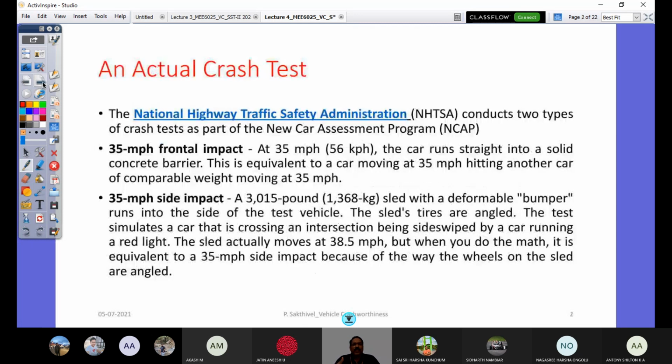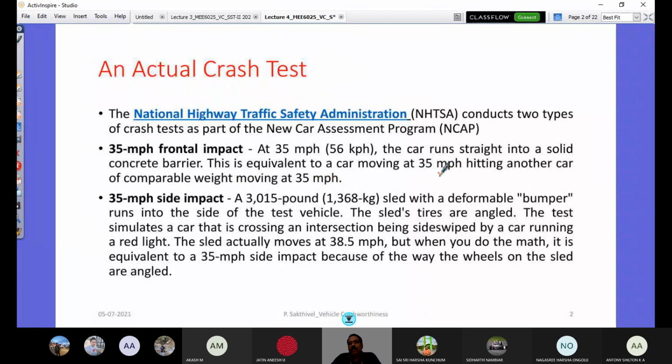In an actual crash test, the National Highway Traffic Safety Administration conducts 2 types of crash tests as part of the New Car Assessment Program. What are the 2 types? One is the 35 miles per hour frontal impact. In this test, the vehicle runs straight into a solid concrete barrier. This is equivalent to a car moving at 35 miles per hour hitting another car of comparable weight moving at the same speed. The other crash test is the side impact test, also called the 35 miles per hour side impact test.